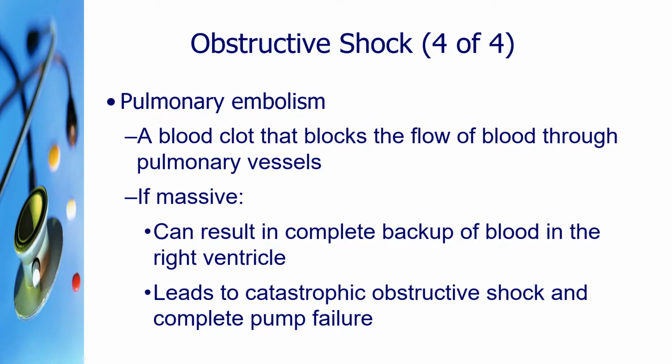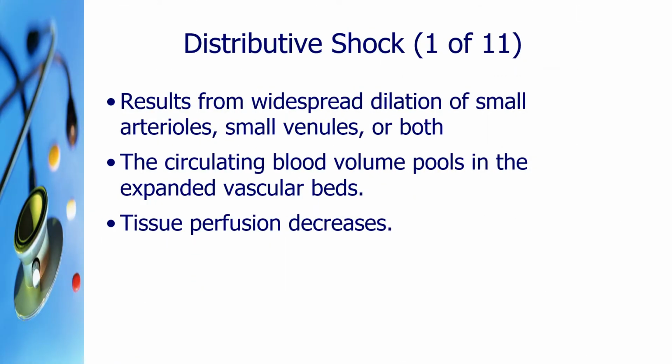The pulmonary embolism, a blood clot that blocks the flow of blood through the pulmonary vessels. If massive, it can result in a complete backup of blood in the right ventricle, leading to catastrophic obstructive shock and a complete pump failure. Now let's talk about distributive shock.